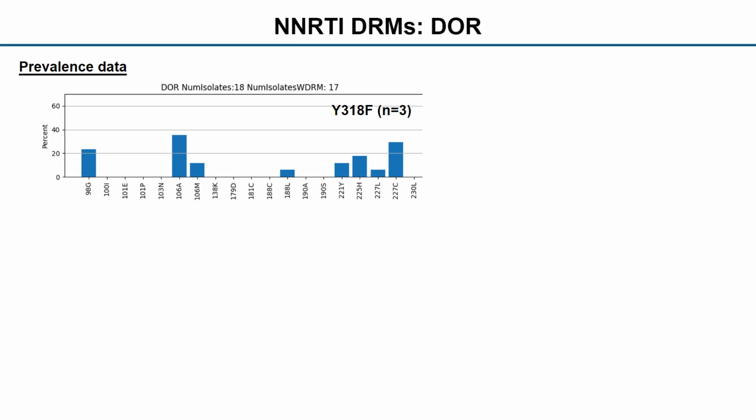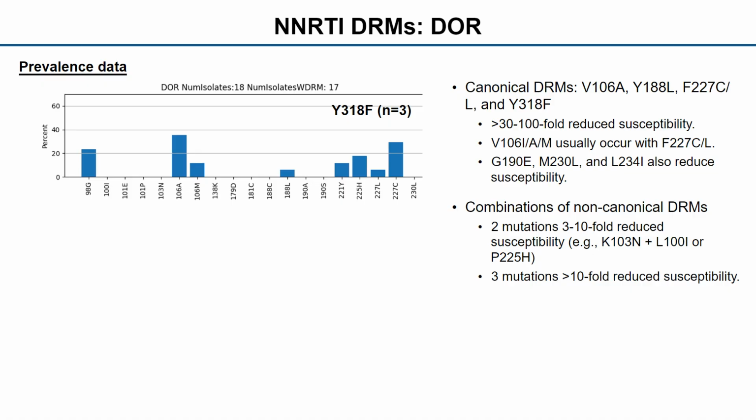Our understanding of doravirine resistance remains limited. As shown in the top panel, drug resistance mutations have been documented in only 17 patients, so the clinical evidence base is still quite small. Despite this, several canonical mutations at positions 106, 188, 227, and 318 are widely recognized to cause greater than 30-fold reductions in doravirine susceptibility, although F227C and L require a second mutation, most commonly at position 106.